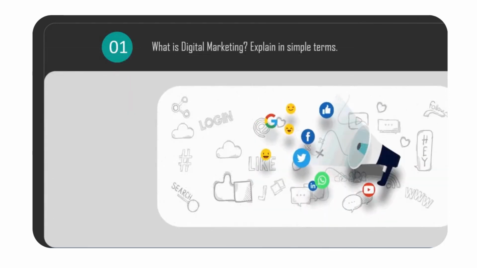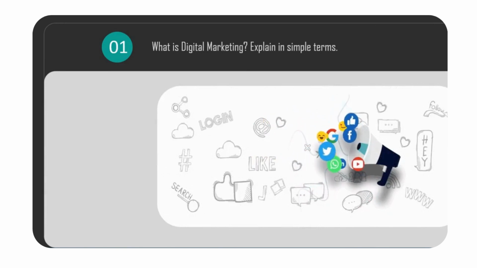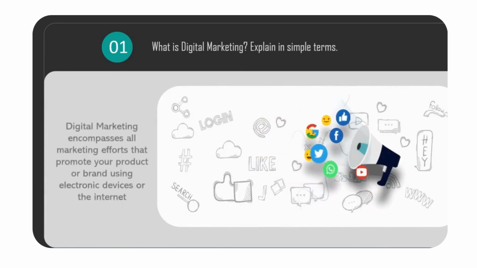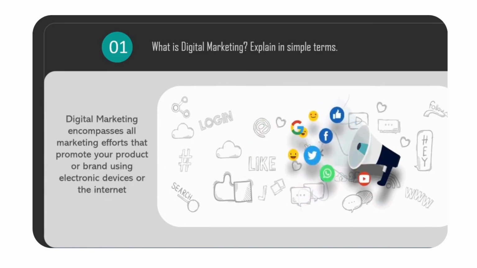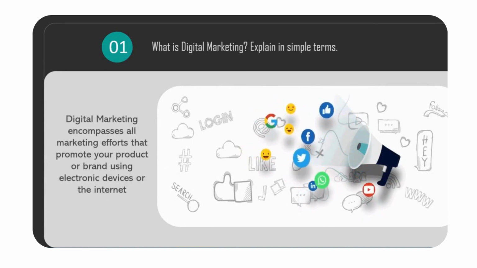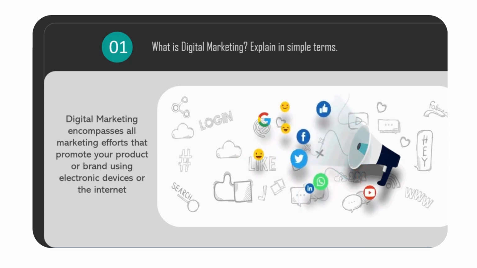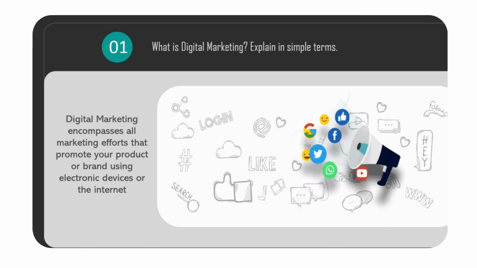So the first question that I have for you is, what is digital marketing? And explain it in simple terms. Digital marketing is all about the tactics for brand marketing via online channels. It includes various techniques like SEO, that is search engine optimization, SEM, search engine marketing, link building, email marketing, PPC, that is pay per click, affiliate marketing, and so many others.